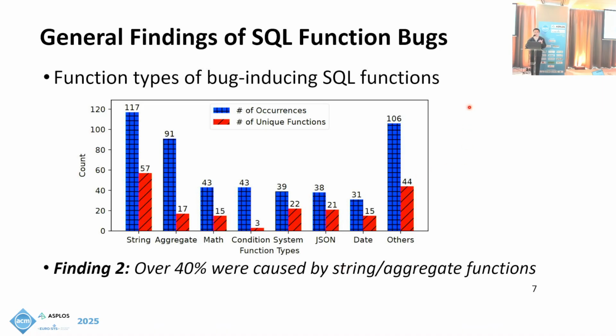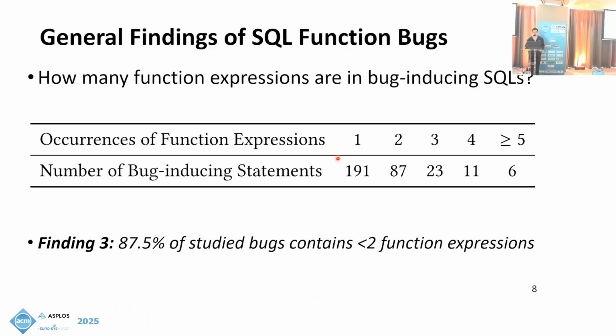And for the function types of the bug-inducing SQL functions, 40% of them were caused by string and aggregate functions. Other types of functions like math, condition, system, JSON, and date functions also appear with high frequency. We also want to know how complex SQL function expressions are in these bug-inducing SQL statements. We found that most SQL queries that triggered bugs had less than 2 function expressions. This shows that these bugs can be triggered with very simple inputs.